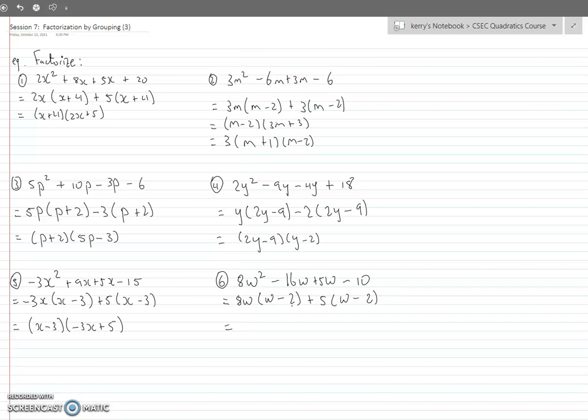And now you have the same w minus 2 in common. And when you factor that out, when you divide by that w minus 2, you remain with 8w plus 5. And this brings us to the end of these questions.